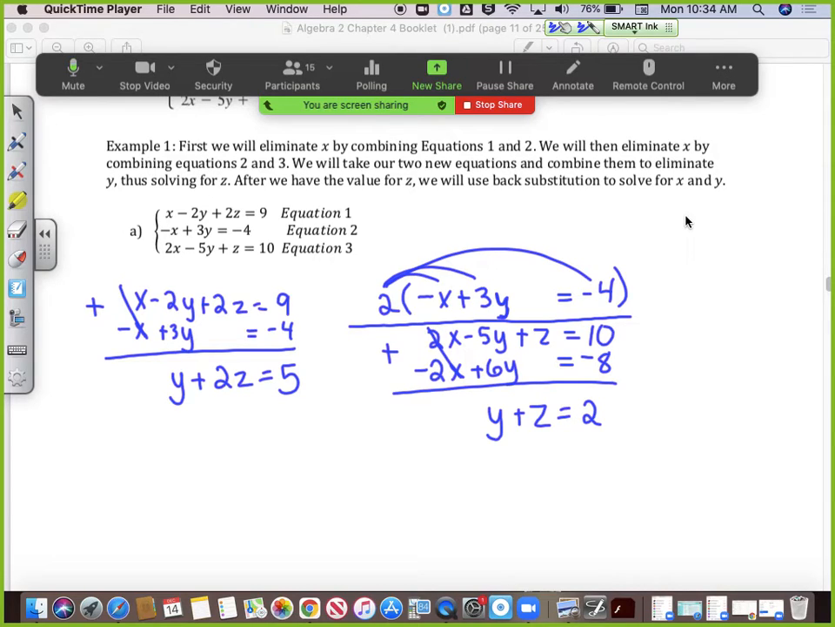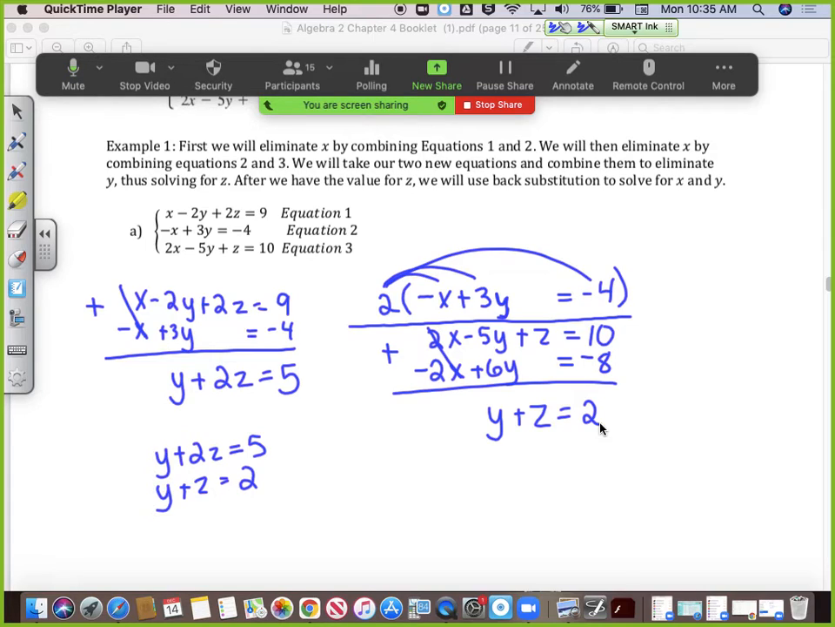So now I have these 2 equations, y plus 2z equals 5 and y plus z equals 2. These equations are helpful because now I have 2 equations that both have the same exact variables. Y plus 2z equals 5 and y plus z equals 2. Now we can use our elimination methods from previous sections to eliminate and solve this system of equations now that I'm down to 2 variables. I totally eliminated the third.